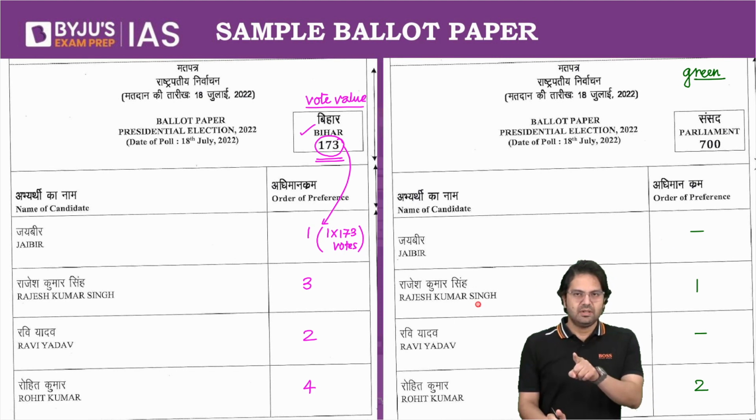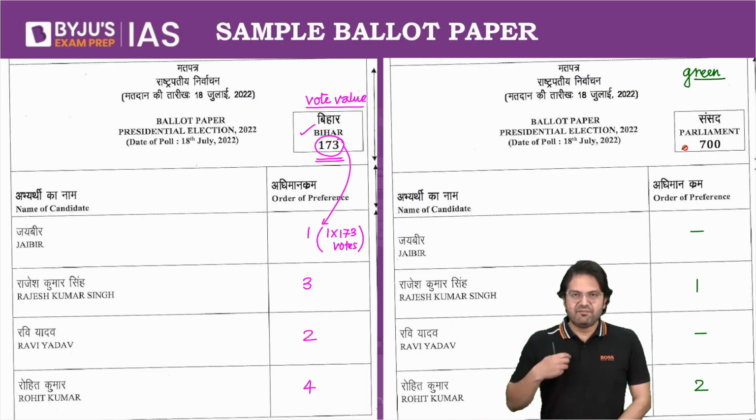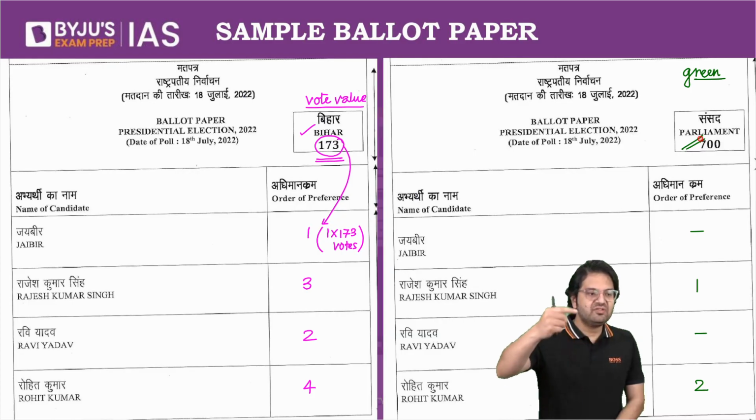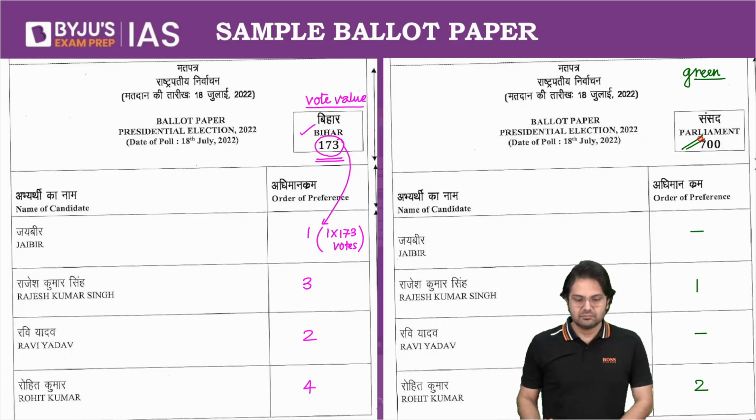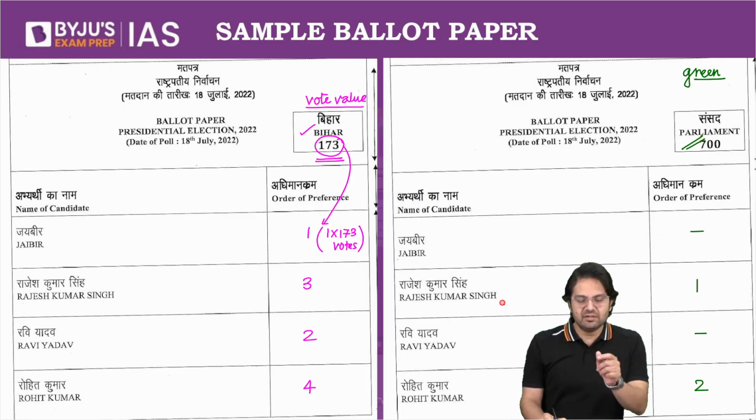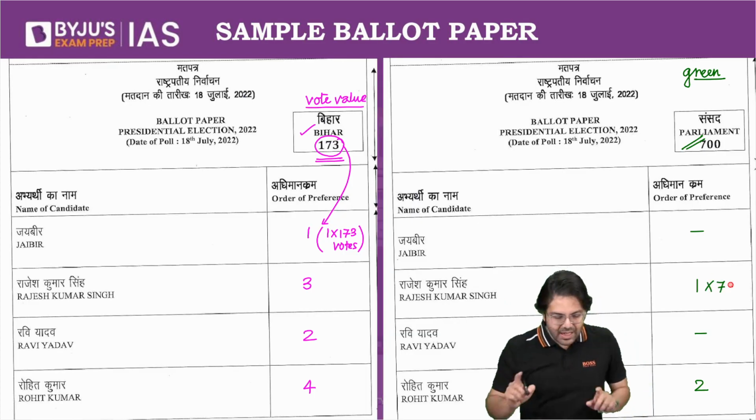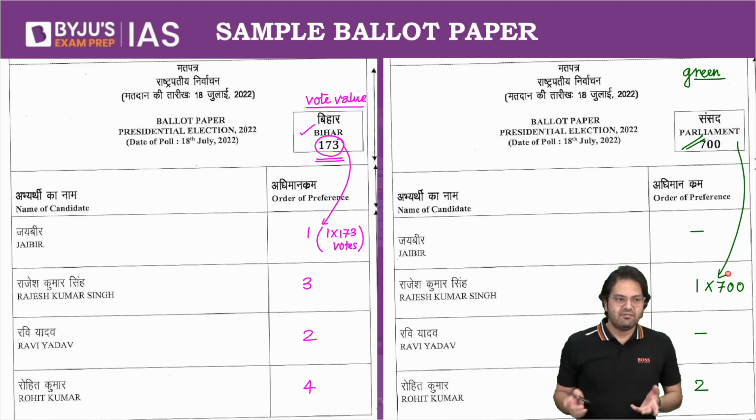I have cast my vote in favor of Rajesh Kumar Singh. But we know very well that the vote value that I hold is 700. Yes or no? 700. Meaning, if I cast one vote, it is equal to 700 votes. It is equal to how many votes? 700 votes. So, this Rajesh Kumar Singh is not just getting one vote. He is actually getting 700 votes. 1 into 700. Now, did we understand? 1 into 173.